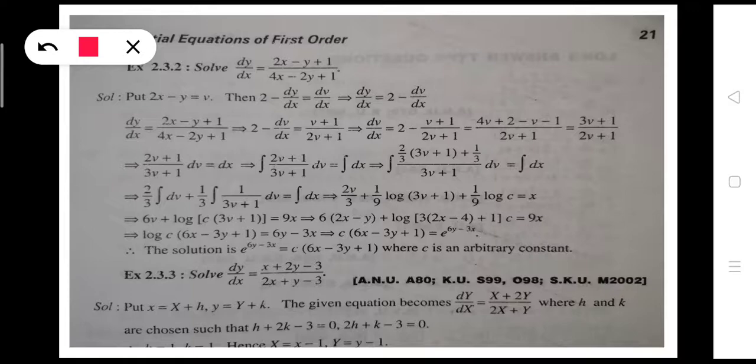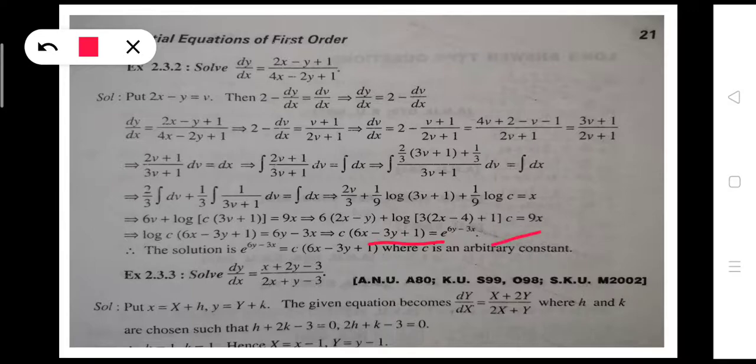And also we can simplify 6y plus log c into 3y plus 1 is equal to 9x. And this implies 6 into (2x minus y) plus log of 3 into (2x minus y) plus 1 into c is equal to 9x. This implies log c into (6x minus 3y plus 1) is equal to 6y minus 3x. This implies c into (6x minus 3y plus 1) is equal to e power (6y minus 3x).